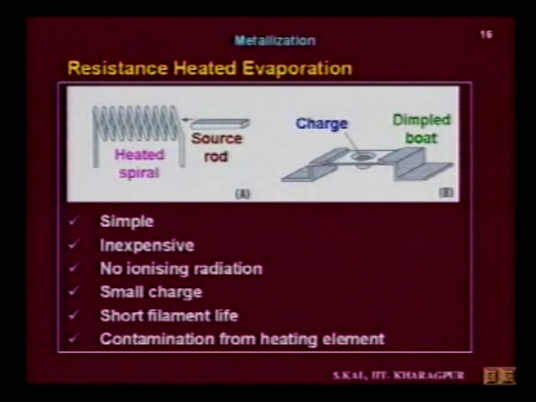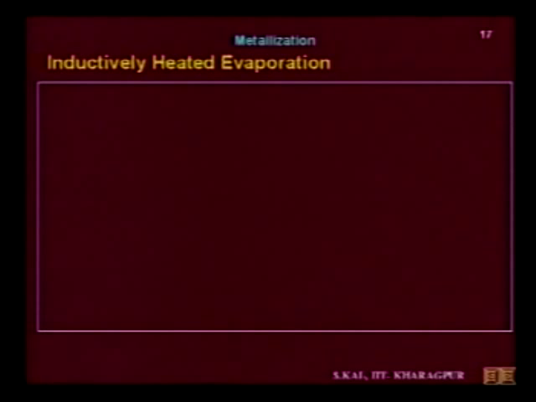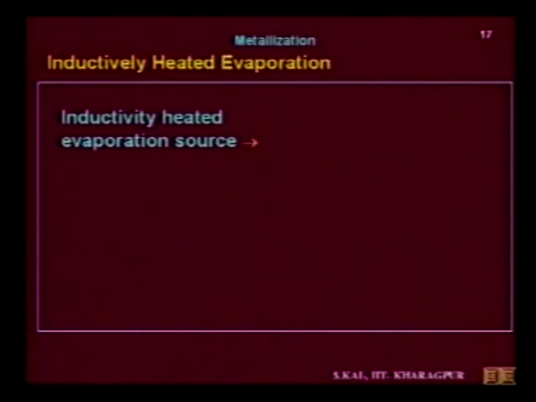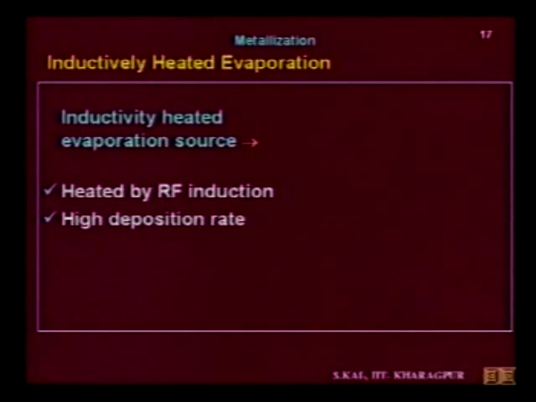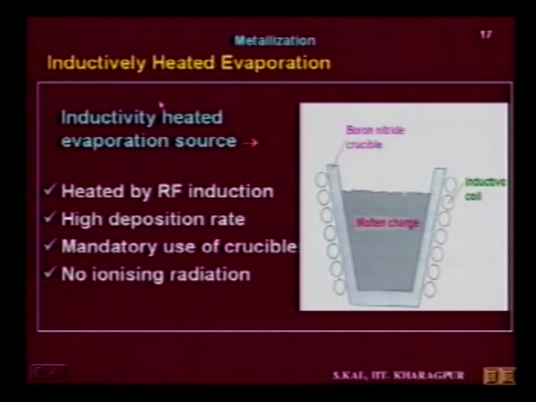The second method is inductively heated evaporation, and in inductively heated evaporation we use a crucible, and that crucible is shown here in this figure. Here the molten charge is kept inside the crucible, and the crucible is an insulating material, a boron nitride crucible, because you are heating the crucible by an inductive heating arrangement. So this is an insulator, and these are the inductive coils through which you can send RF energy.